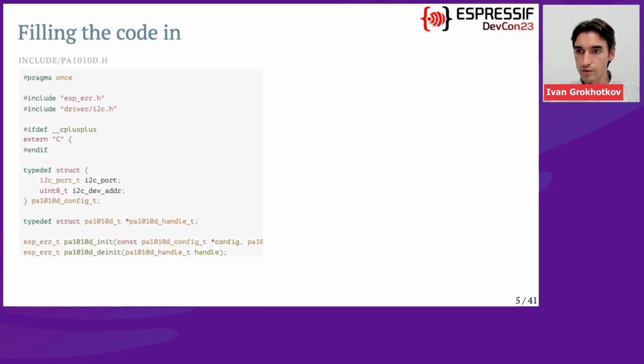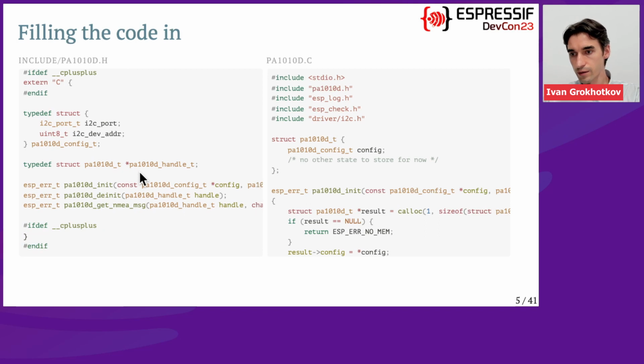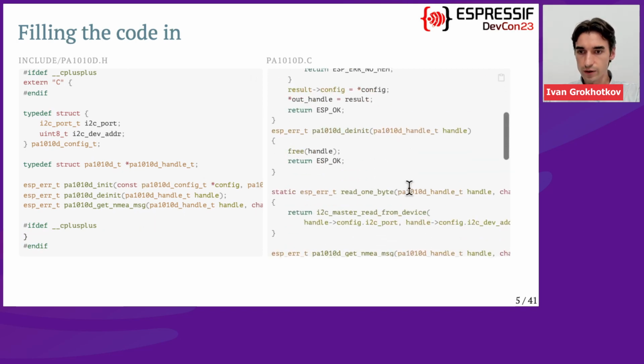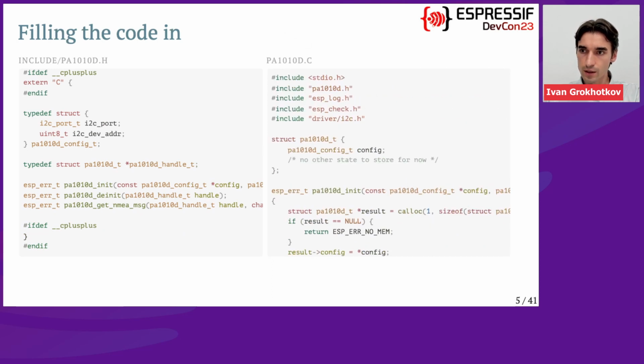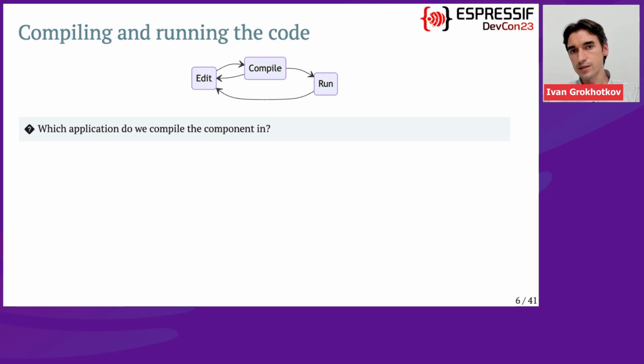The source code of the driver is not really the point of this talk, so I will not spend much time here. We have a header file where the API of the driver is defined, just 3 simple functions, and the source file where those functions are implemented. Essentially, we're just reading 1 byte at a time from a specific I2C register and wrapping it all in a simple API. While writing the code, how do we actually compile and test it?